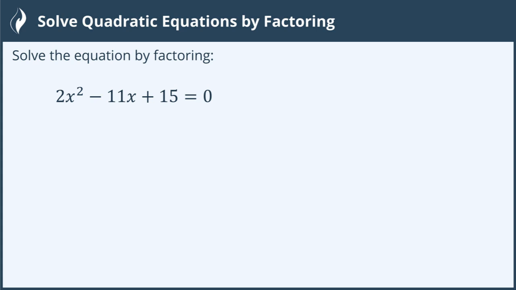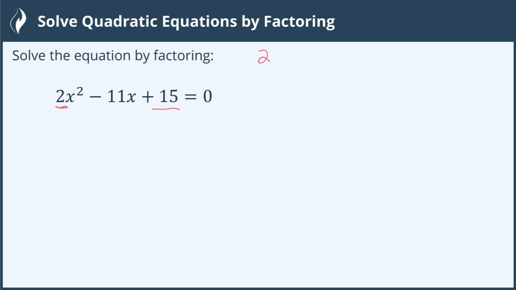So the next thing I notice, since the 2 is in the front, I'm going to have to do this. I'm going to use factoring by what is called grouping. Okay, so when you factor by grouping, the first thing you do is you take this coefficient and this coefficient and you multiply them together.